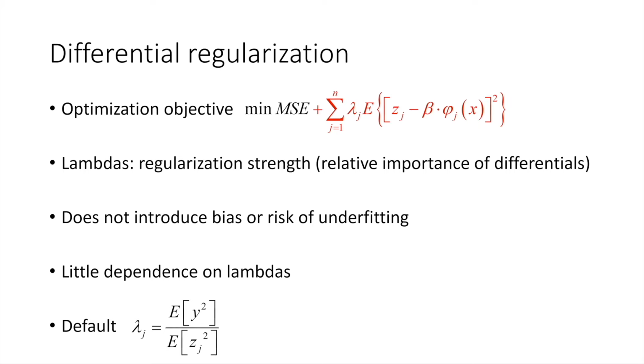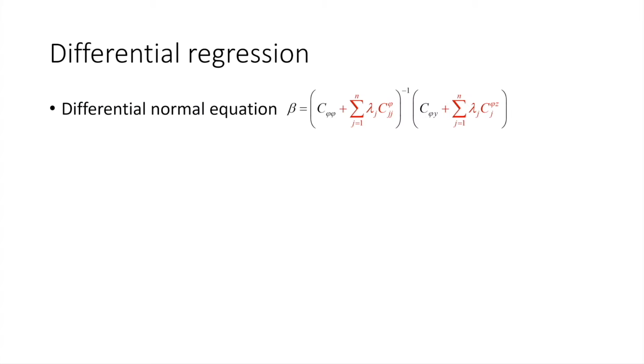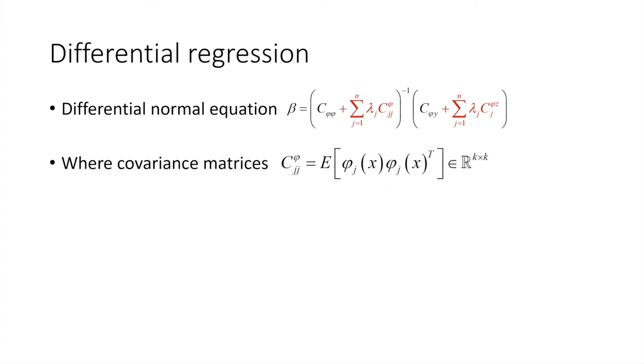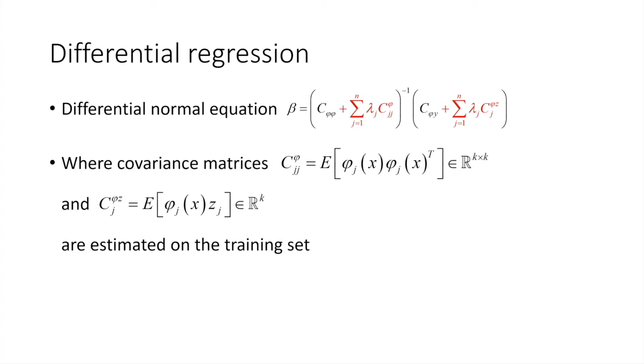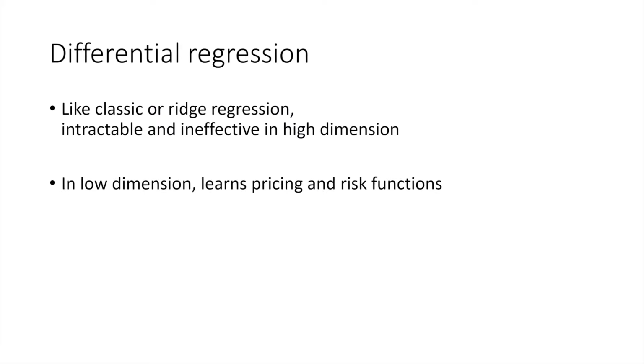Like classic and ridge regression, differential regression has an analytic solution, whereby the normal equation is adjusted with the covariance matrices C phi jj and C phi zj, also estimated on the differential dataset. Like classic or ridge regression, differential regression is intractable in high dimension. In low dimension, however, it learns pricing and risk functions efficiently with a modified normal equation.